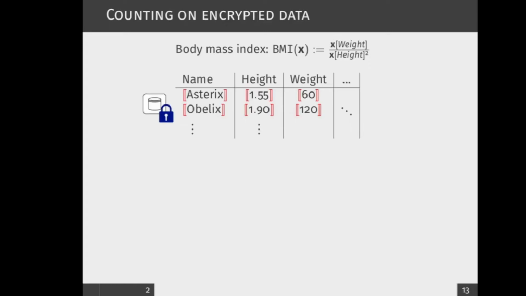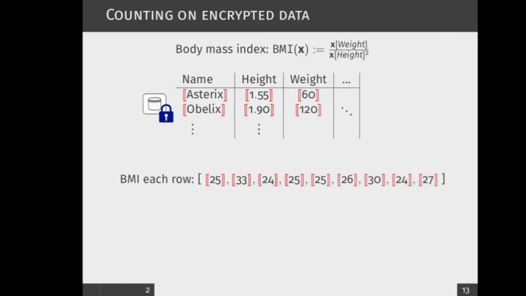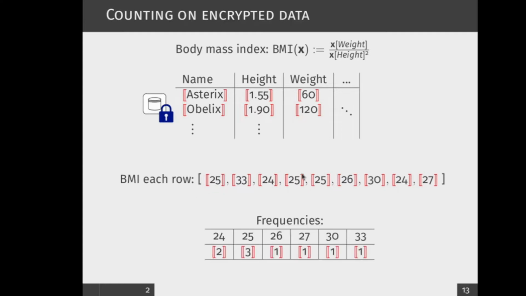So in this case, because the BMI is not pre-computed in the table, the server has to compute it itself. So the server has to take the first row and compute 25, okay, the second row 33, okay, and then at the end the server will have a list like this with the BMI of each row. And now what you really want is how many times each of these values appear in the table, right? So the server has to somehow now say that, okay, 24 appears 1, 2 times, 25 appears 1, 2, 3 times, and so on, right? So this table with the frequencies is what you want to download, right?